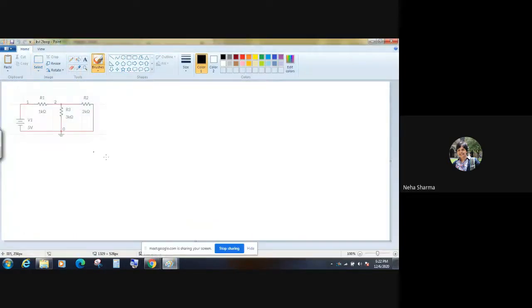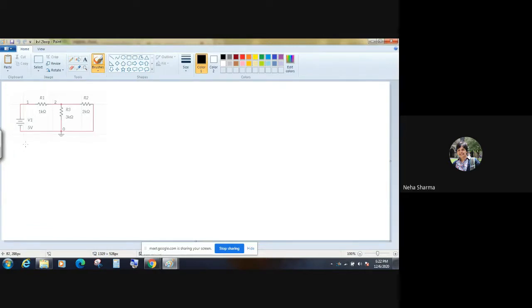The first circuit that I'm going to discuss looks like this. You can see that it has three resistors R1, R2 and R3. They have values of 1 kilo ohm, 2 kilo ohm and 3 kilo ohms respectively, and I've used a DC source of 5 volts. I can solve this circuit using both mesh as well as node analysis. Let's try to solve the circuit using mesh analysis first.